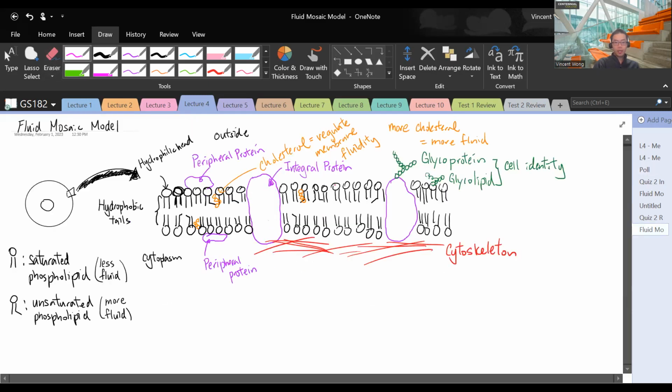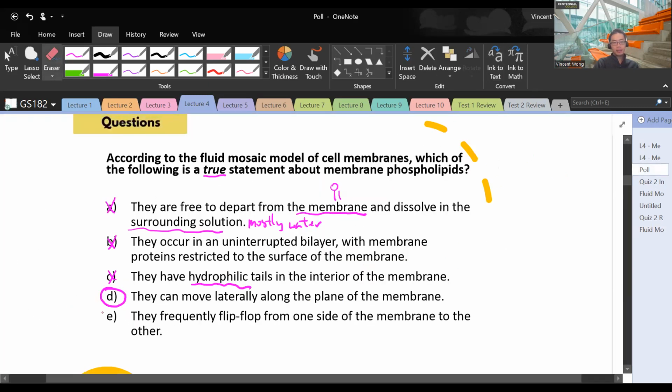You can rewind the recording and listen to the explanation again, right? These phospholipids are free to move side to side, but they sometimes, rarely, could also flip over. But primarily, they just go back and forth like that. So that makes that the correct one, and this is incorrect because they don't frequently flip-flop, they occasionally flip-flop. Okay, so the correct answer is D.